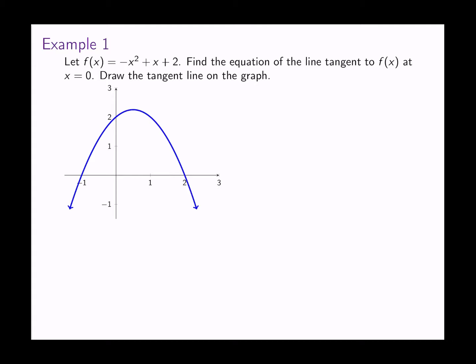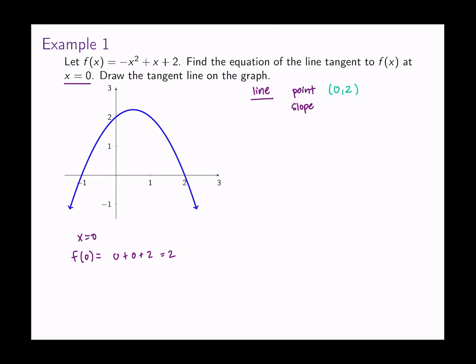So to get started, we need the equation of a line. Let's remind ourselves, if we need a line in point-slope form, we need a point and we need a slope. Let's start with the point. We know that we care about this function at x equals 0. So when x is 0, we need f of 0 to get the rest of the point. If we plug in a 0 to our function, we get 0 plus 0 plus 2, so 2. So a point on this line will be the point (0, 2).